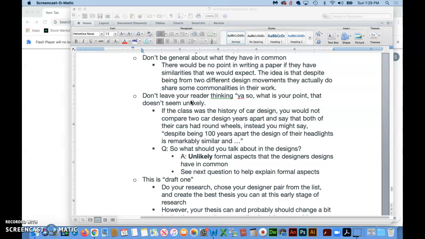You want to pique their interest with the thesis statement. You want them to say, huh, that's interesting. I didn't ever imagine that someone, whether it's 20 years apart or 100 years apart, and from two different design movements, would have commonalities.